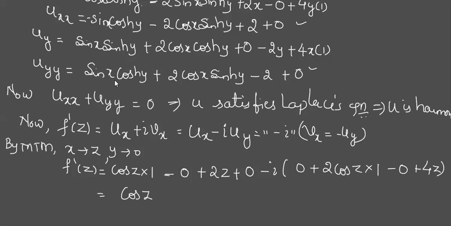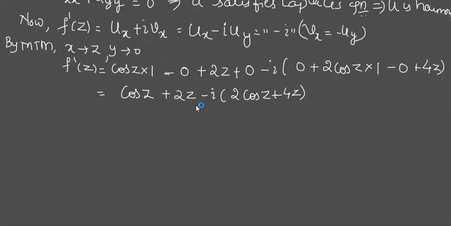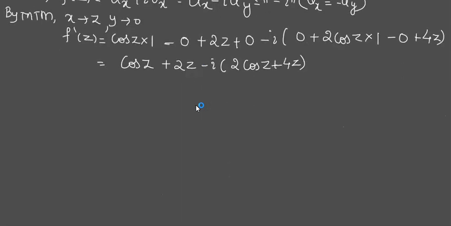What are you getting now? cos z plus 2z minus i into bracket 2 cos z plus 4z. Correct? Tell me, can we simplify it? Can we take anything common? Because we need to integrate this function.